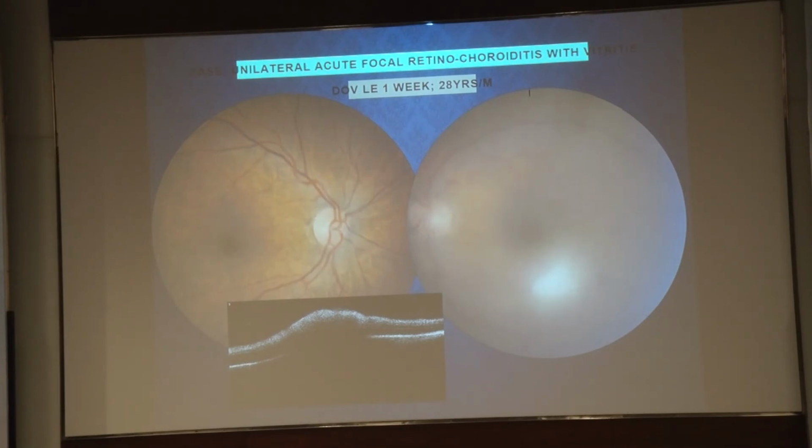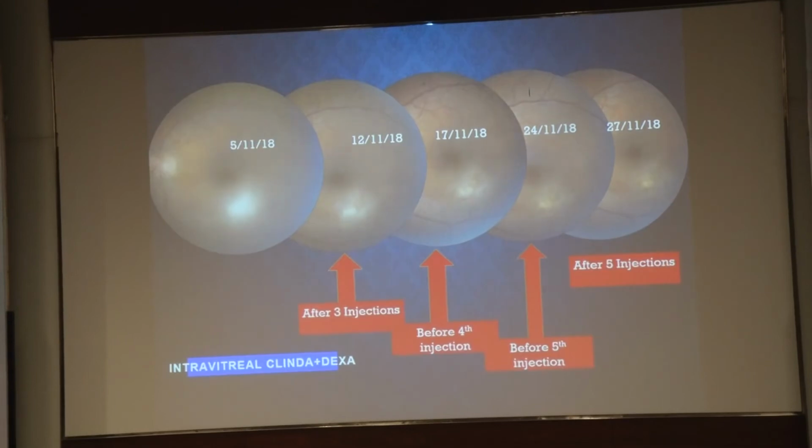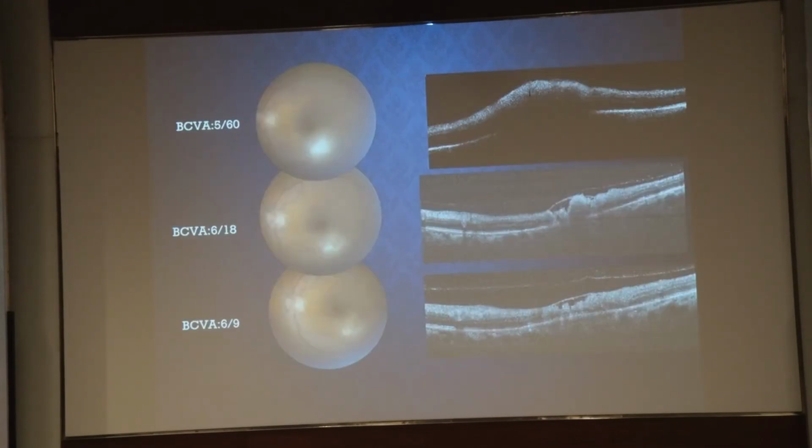This is another very common entity that we see in our daily practice, which is unilateral acute focal retinochoroiditis. The patient was young and had diminution of vision for a week, hyperreflectivity on OCT, and a headlight-in-fog appearance. This is a very common picture. Treated with intravitreal clindamycin and dexamethasone, 5 doses. The patient is doing very well. The lesion was away from the macula, so the vision has returned to near normal. This is the OCT showing resolution.